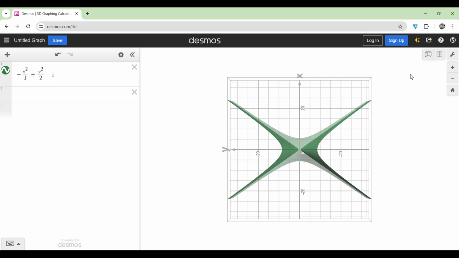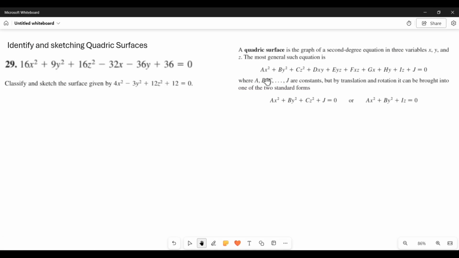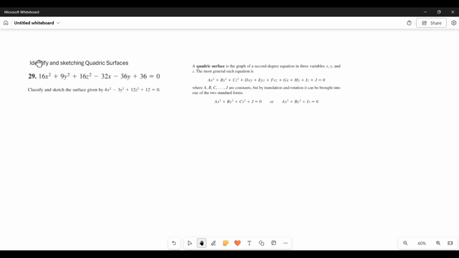Okay, so that's all 6 of the common quadric surfaces we're going to be seeing in multivariable calculus. And I'm going to show you guys how to classify and sketch the surface. Okay, so let's look at a problem from the Larson textbook.